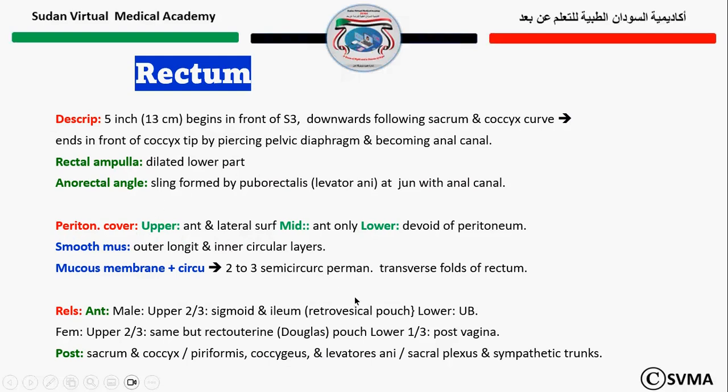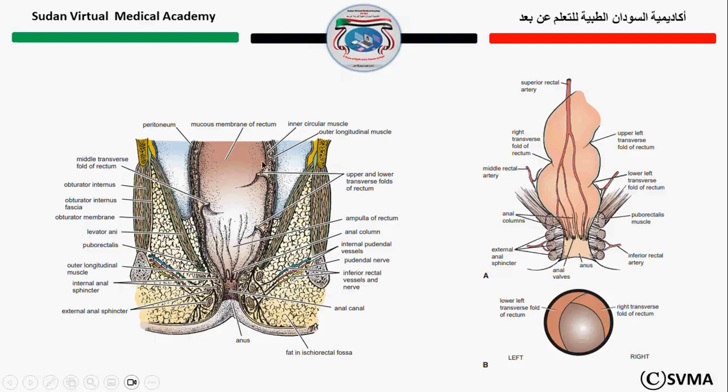The peritoneal cover is very important. The rectum is divided into three thirds. The upper third is covered by peritoneum anteriorly and laterally. The middle third is only covered by peritoneum anteriorly. The lower third is devoid of peritoneum. The peritoneum ends here, so the lower third has no peritoneum. The middle third has the peritoneum covering it only anteriorly. The upper third is covered by the peritoneum anteriorly and laterally.